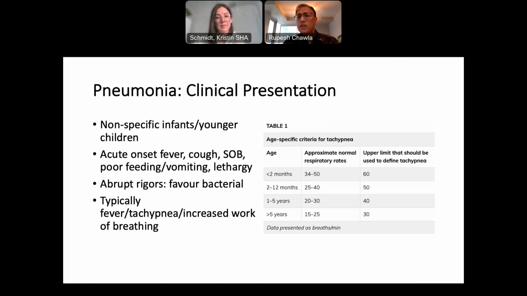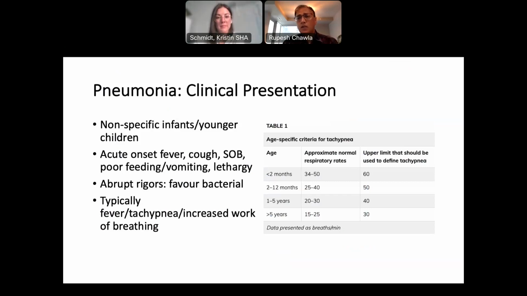So if you're seeing a child with fever, tachypnea, and increased work of breathing, that is a good reason to do a chest x-ray. We're going to talk about that in the next slide. I've left a slide there because different age groups have different respiratory rates that count as tachypnea. The normal respiratory rate for different age groups is listed there, along with the upper limits for when a child is breathing too quickly.